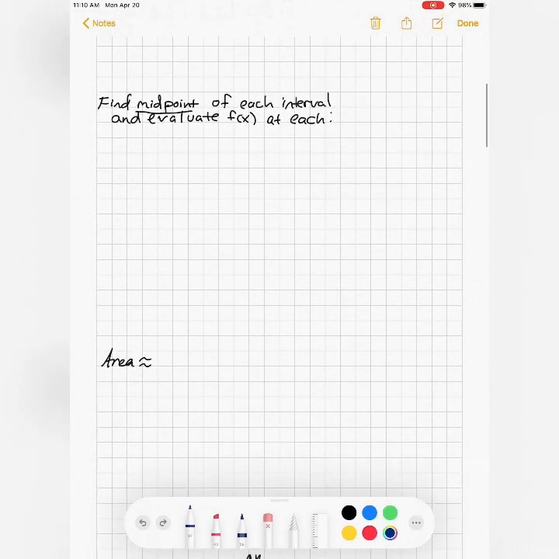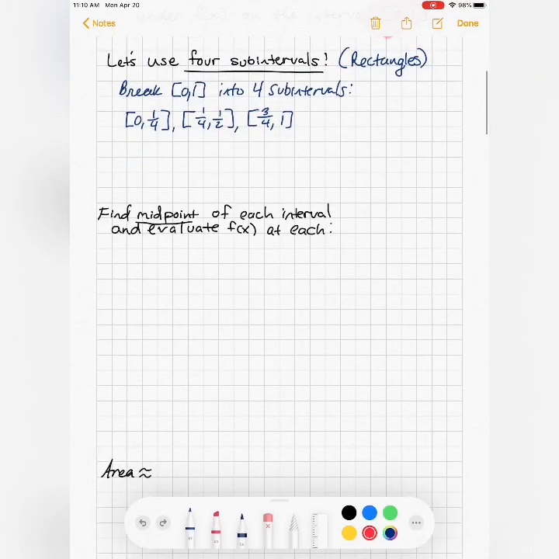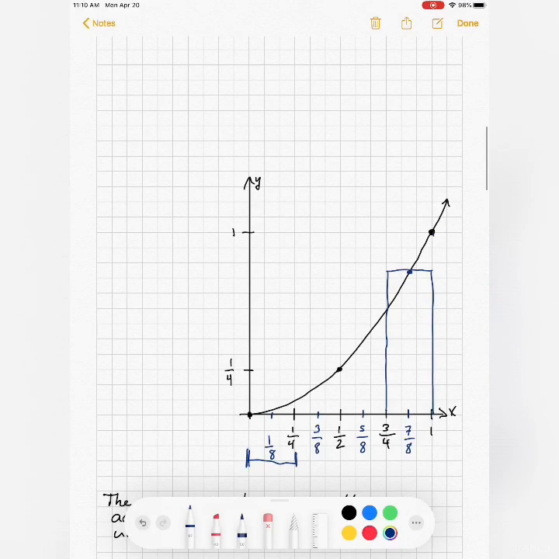But that's what we were doing already down here. We said, I'm looking at these subintervals, so I'm going to find the midpoint. And those midpoints, half of a quarter was an eighth, right? The point halfway in between a quarter and a half was 3/8, right? Look back at the picture here. Here's the first midpoint, the second midpoint, the third midpoint, and the fourth midpoint.